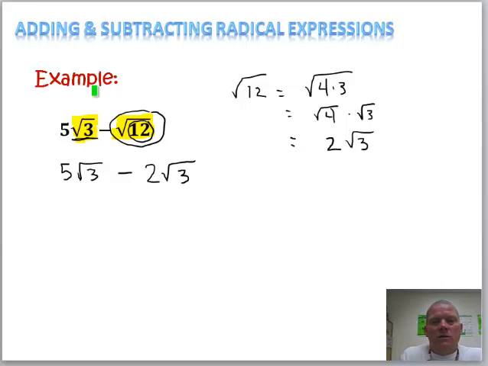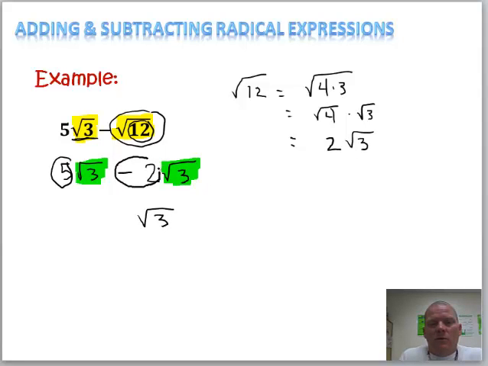Now if you'll notice, I do have like radicals. So I'll leave that radical, the square root of 3, and I'll subtract the 5 and the 2. So 5 minus 2 is 3. So my answer is 3 times the square root of 3.